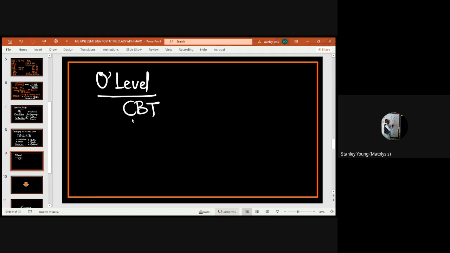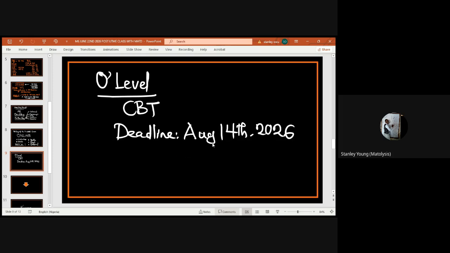That's UNILAG. Okay, so the registration deadline for the post-UTME is July 8th. It spans from June 15th to July 8th. That's registration. The O-level upload deadline is August 14th, 2026. Just ensure that you upload it before then.